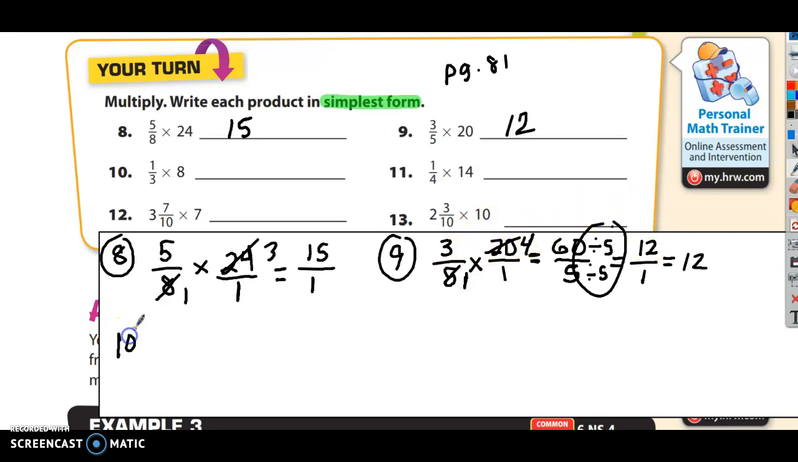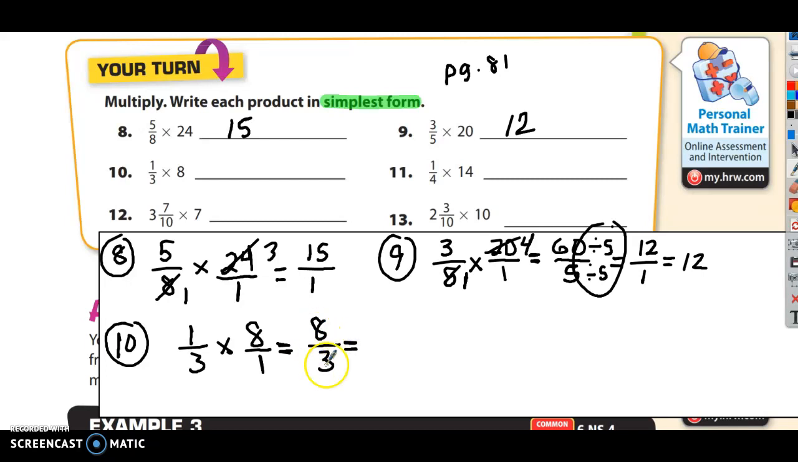Let's check out number 10. Number 10 is 1/3 times 8 over 1. Oops, I got the 3 in the wrong spot. 8 becomes 8 over 1, and nothing simplifies. I can't simplify 8 and 8, and I can't simplify 1 and 1. So I'm going to do 1 times 8 is 8, and 3 times 1 is 3.